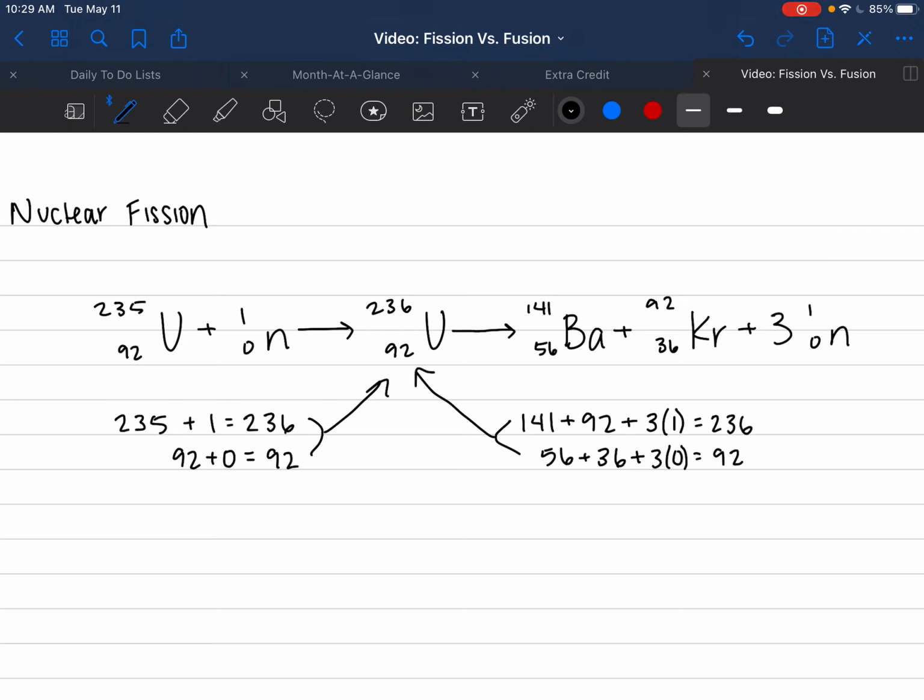So keep this in mind. If you're writing a nuclear fission or fusion reaction, those numbers do have to check out. If they don't add up, then you're losing protons or neutrons somewhere, and that just doesn't make sense mathematically. So keep track of this. When you are answering your own questions, you'll want to keep this in mind.